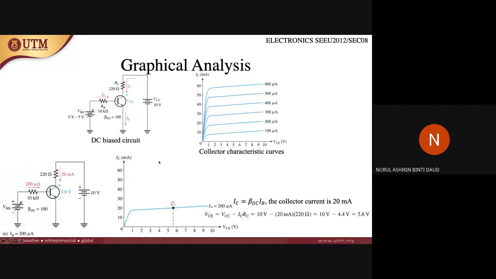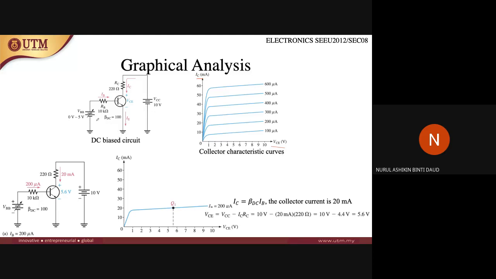Okay, so now let's look at the graphical analysis. For the graphical analysis, we're going to use the collector characteristic, or the output characteristic, of the BJT biasing. We are not using the input characteristic. We are using the output characteristic, where the x-axis represents the output voltage VCE and the y-axis the output current IC. So now this is the circuit. This is the DC bias circuit.